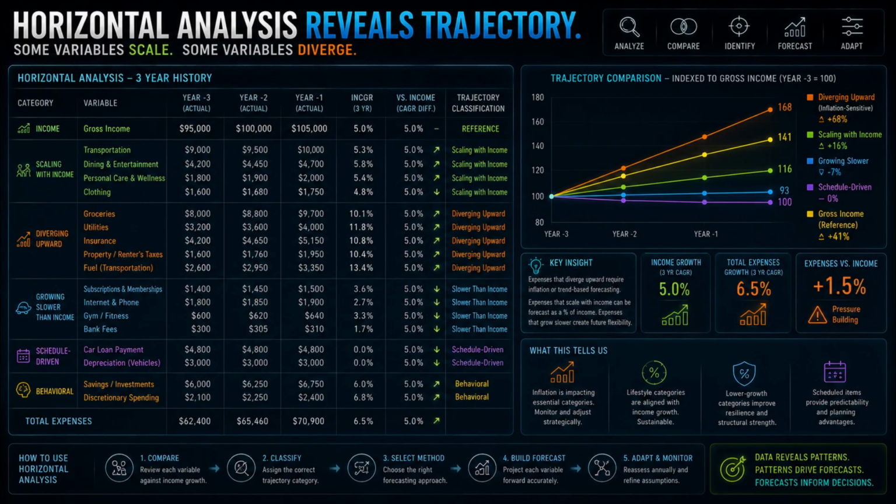But now suppose utilities, groceries, and insurance grow faster than income. This indicates inflation-sensitive trajectory divergence. These variables may require trend analysis, inflation forecasting, or compounding structures. Other variables like subscriptions or internet expenses may grow more slowly than income. This improves structural flexibility through time. Horizontal analysis therefore reveals system behavior.